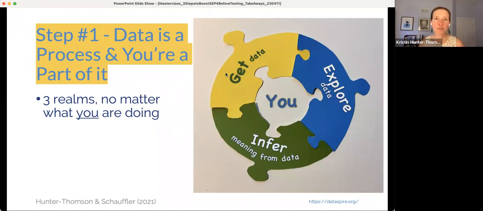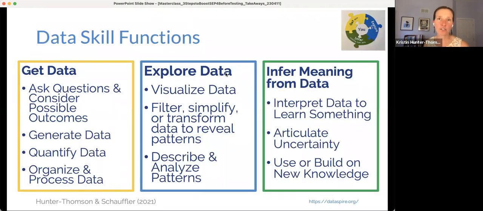Data is a process. Working with data is a process, and we have to help our students realize that. Whenever we work with data, there are 3 things that go into it. We get data, we explore data, we infer meaning from data, and most importantly for our students, that they are that key puzzle piece in the middle. This is not a sit in the back seat and passively participate. This is an upfront, actively participate, be in the driver's seat, critically think, put those thinking caps on. So helping our students see that.